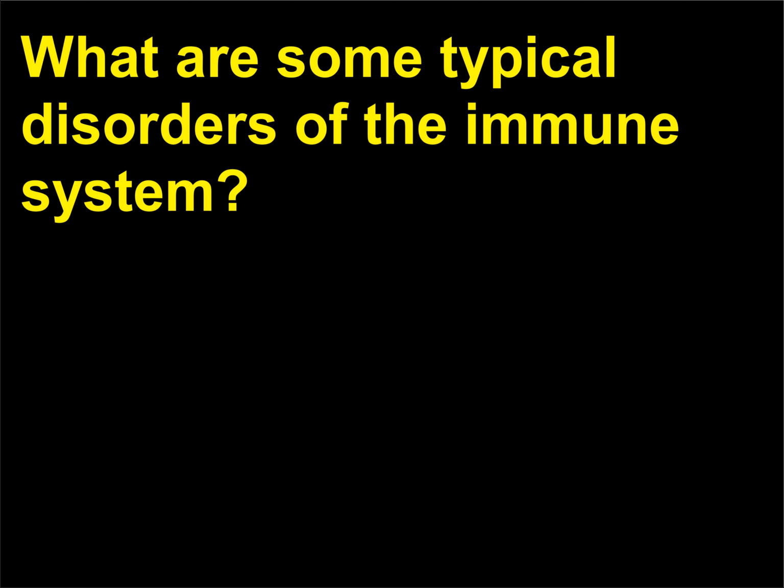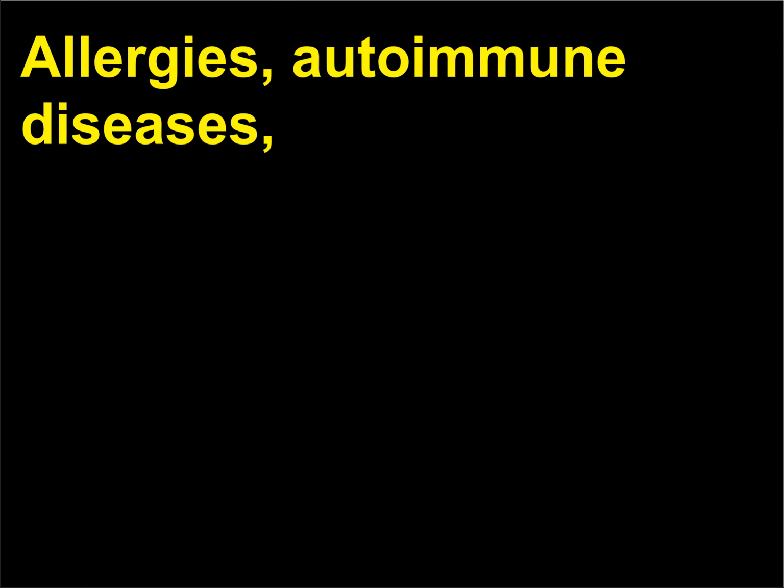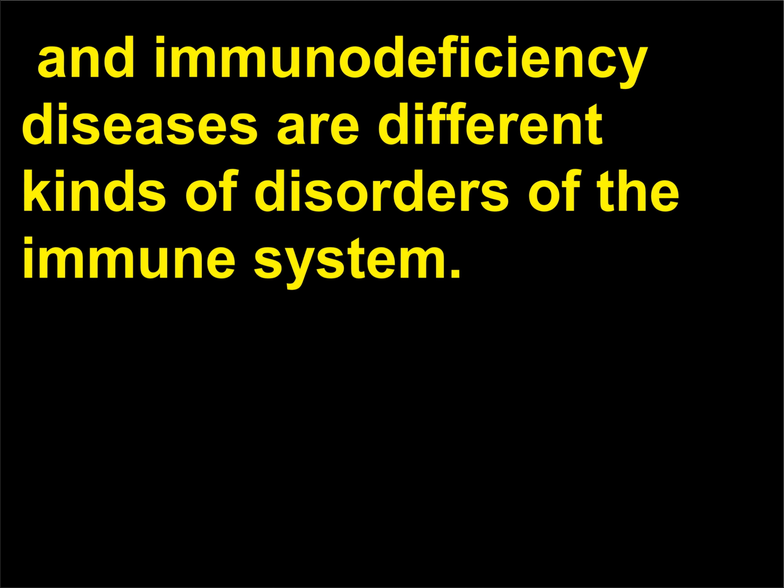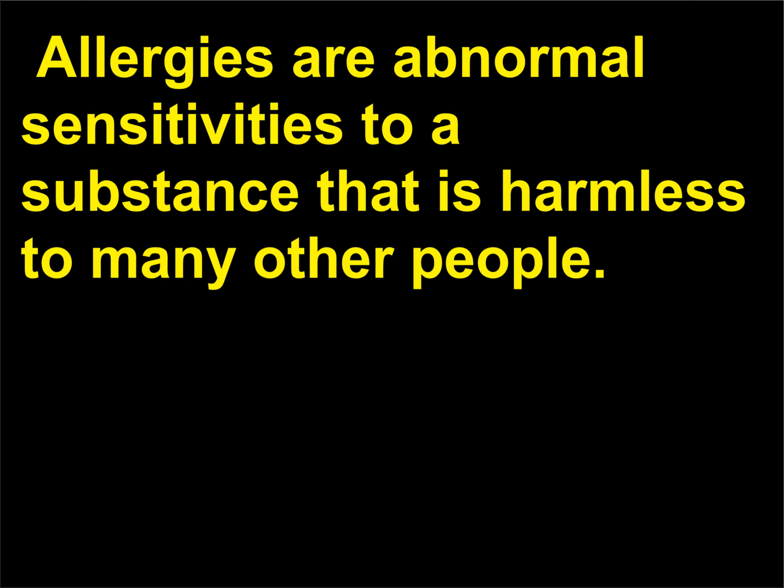What are some typical disorders of the immune system? Allergies, autoimmune diseases, and immunodeficiency diseases are different kinds of disorders of the immune system. Allergies are abnormal sensitivities to a substance that is harmless to many other people.